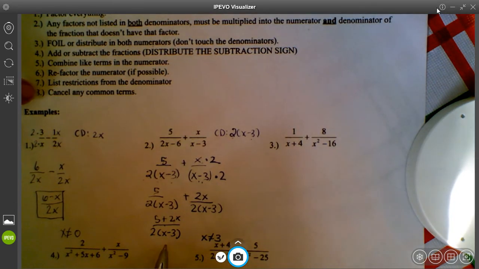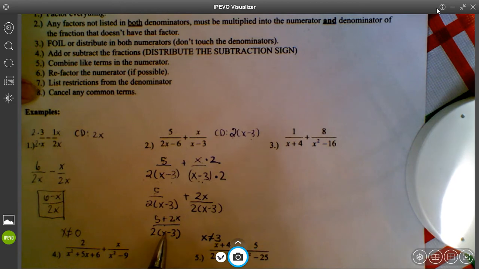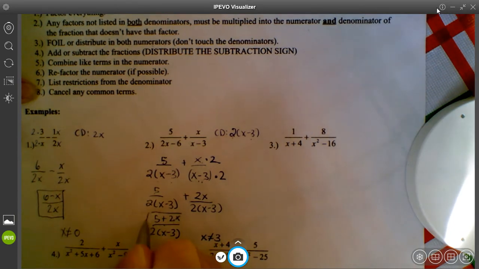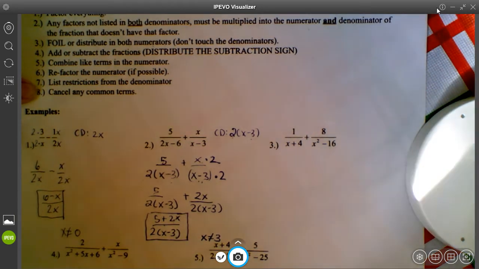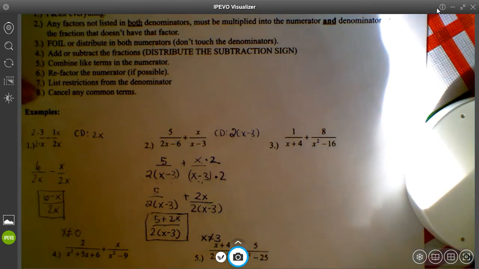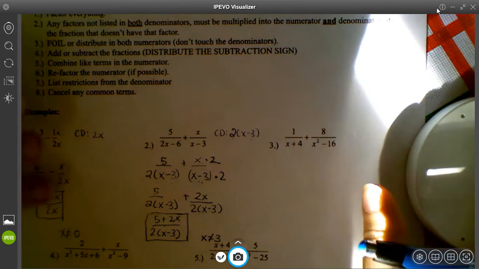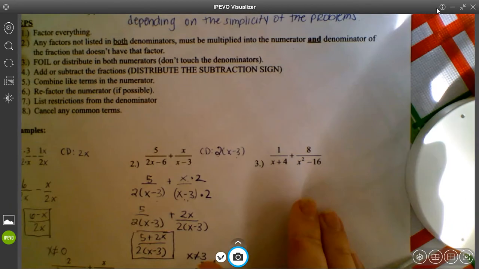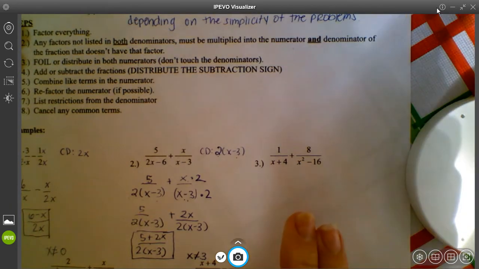And then it says cancel any terms. Well, x minus 3 isn't in the top, but it is in the bottom. So that can't cancel anywhere. These guys are attached, so I don't see a 5 plus 2x on the bottom to cross out. So everything is already done. Just keep following the steps. Even as things look messier and messier, we're going to follow the steps.